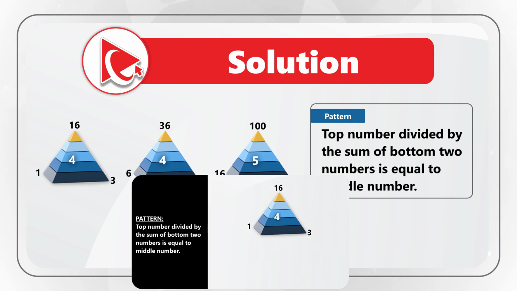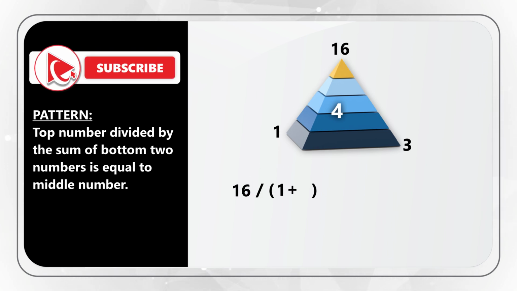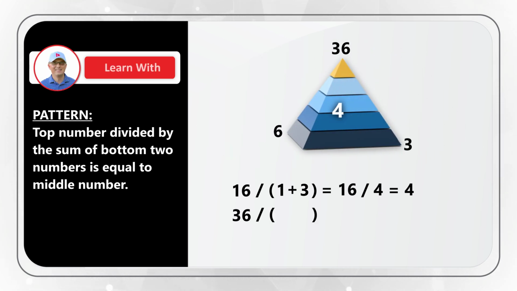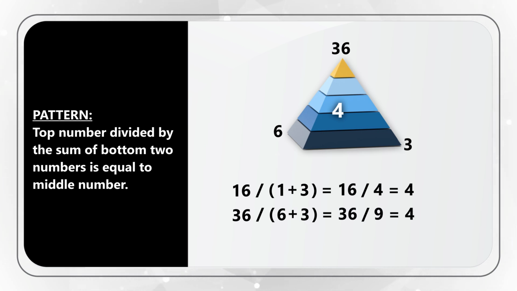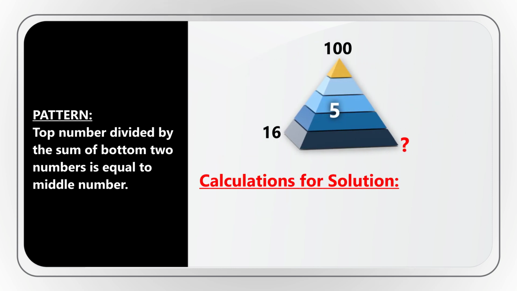Let's look at the example. 16 divided by 1 plus 3 equals 16 divided by 4 and equals 4. Let's look at the second pyramid. 36 divided by the sum of 6 plus 3 equals 36 divided by 9 and equals 4. Let's look at the third pyramid with the missing number.